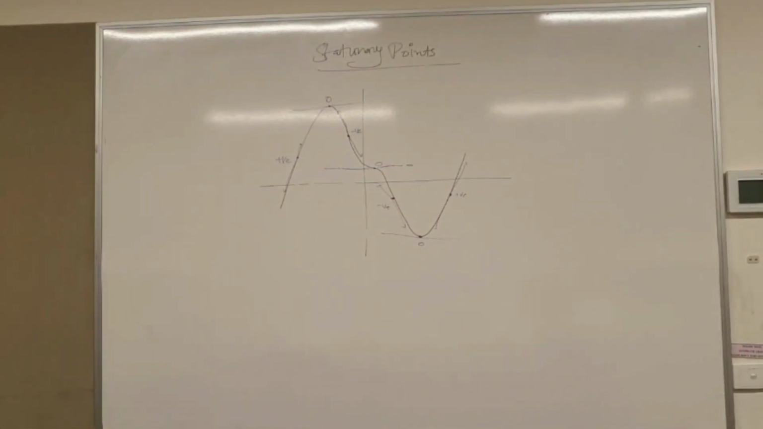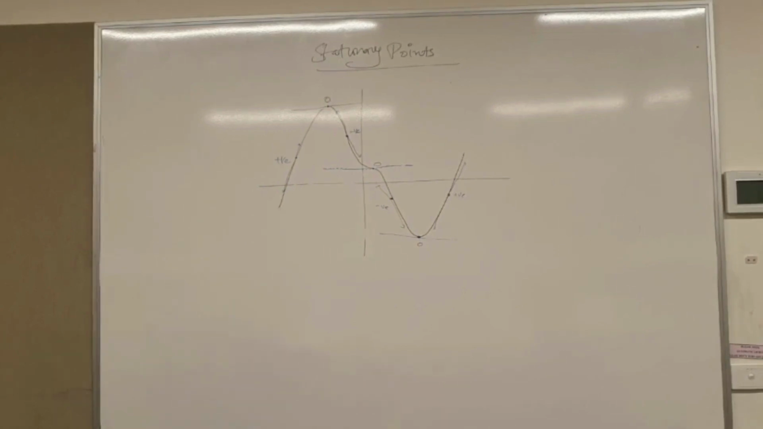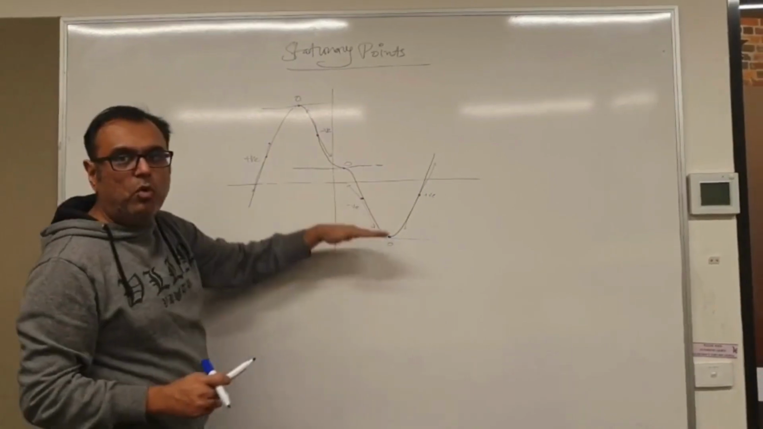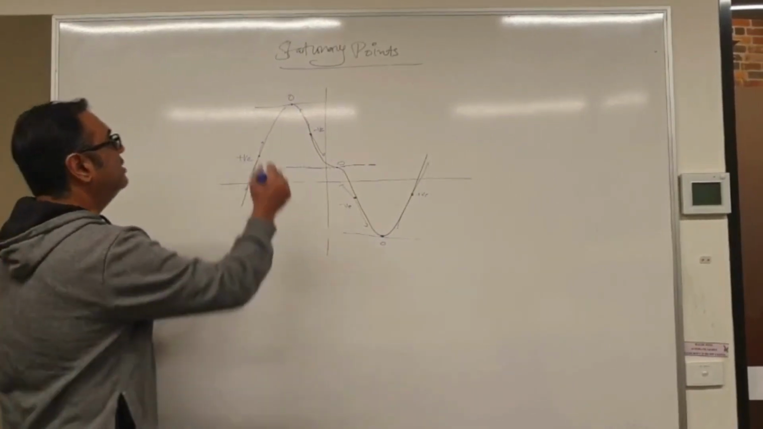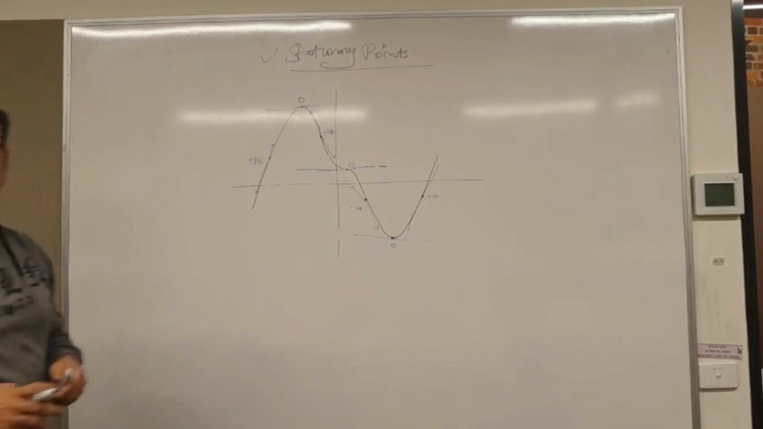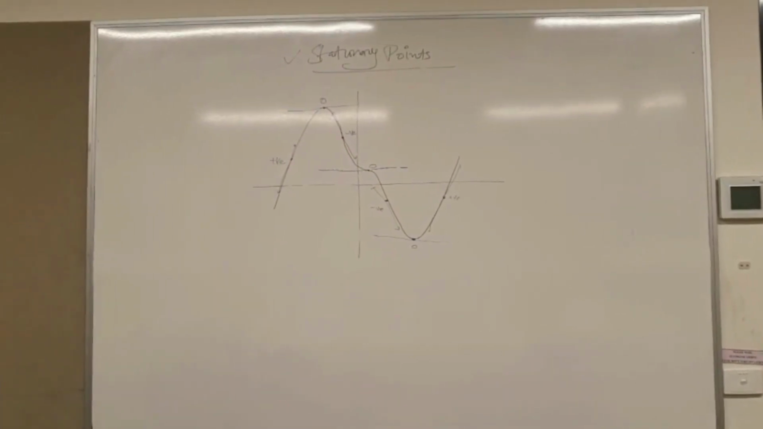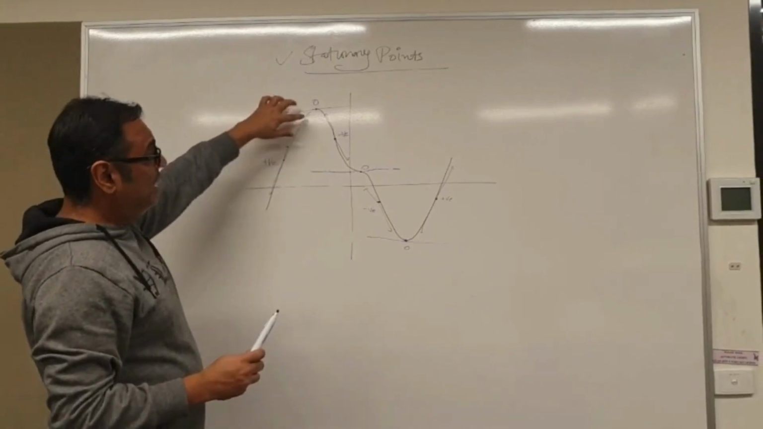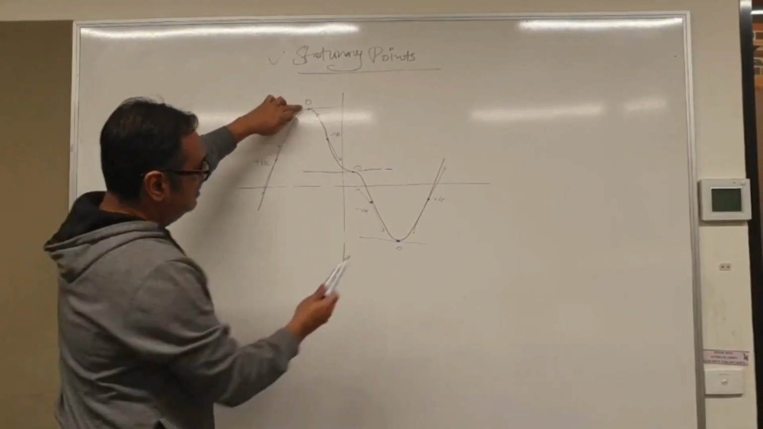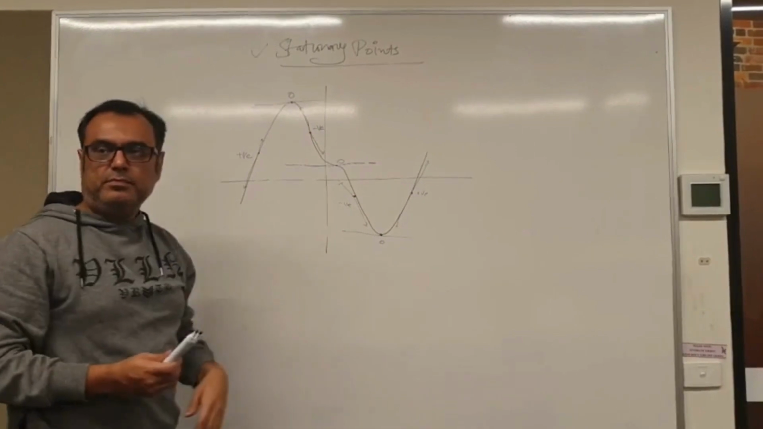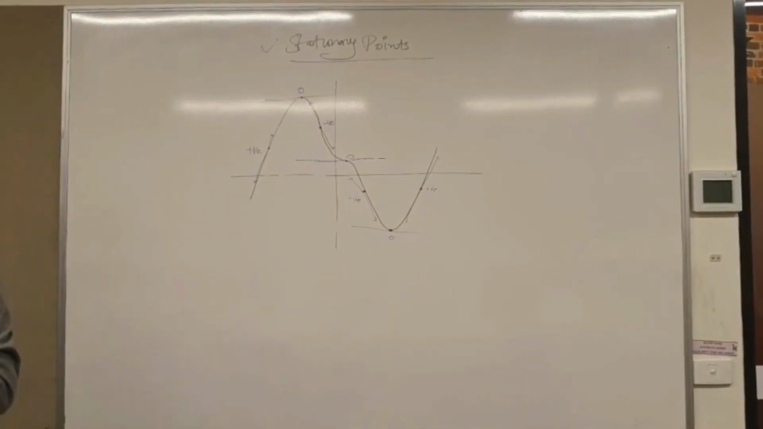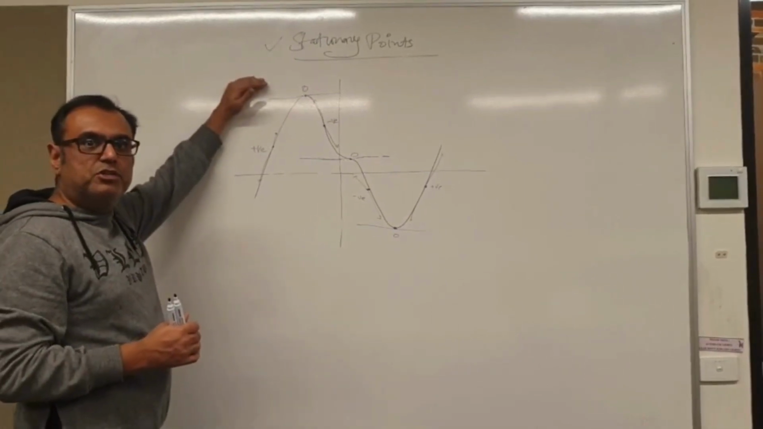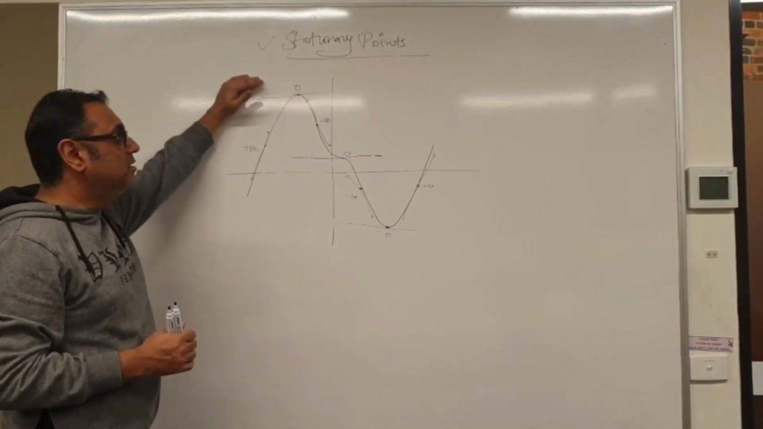Now, I conclude. Wherever the slope is 0 are called stationary points. You have popularly heard these humps as turning points. So, how do we find the turning point of a graph?